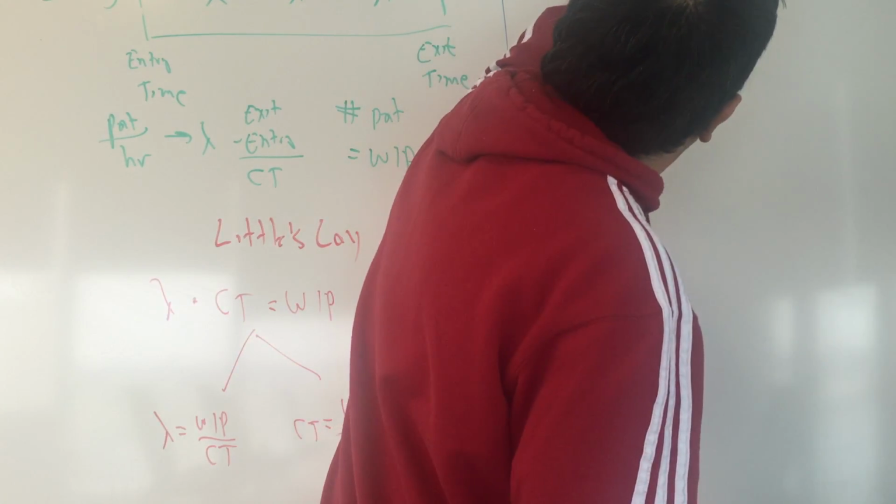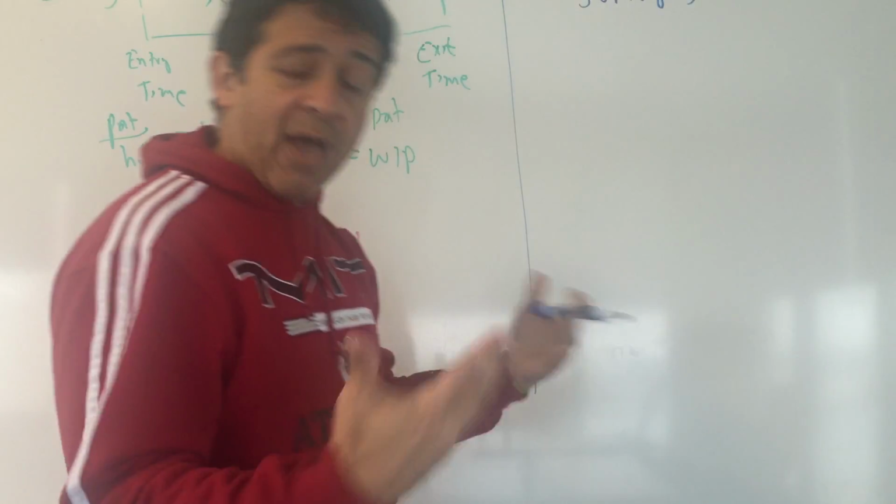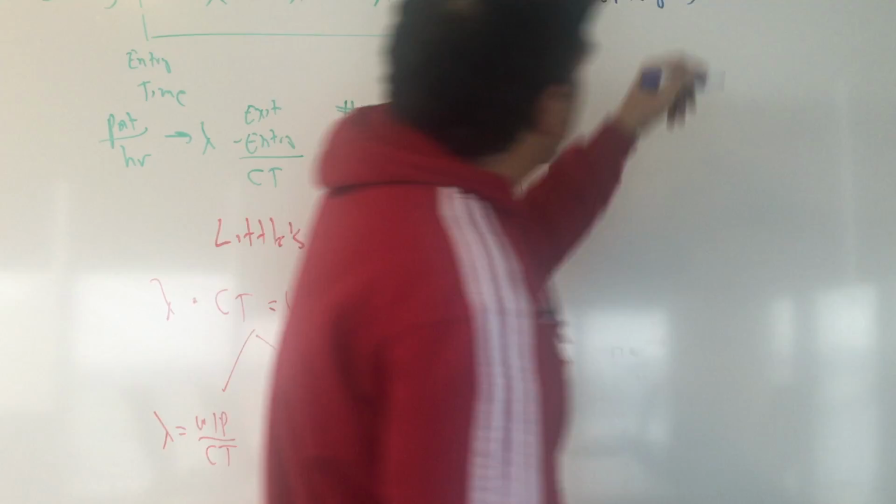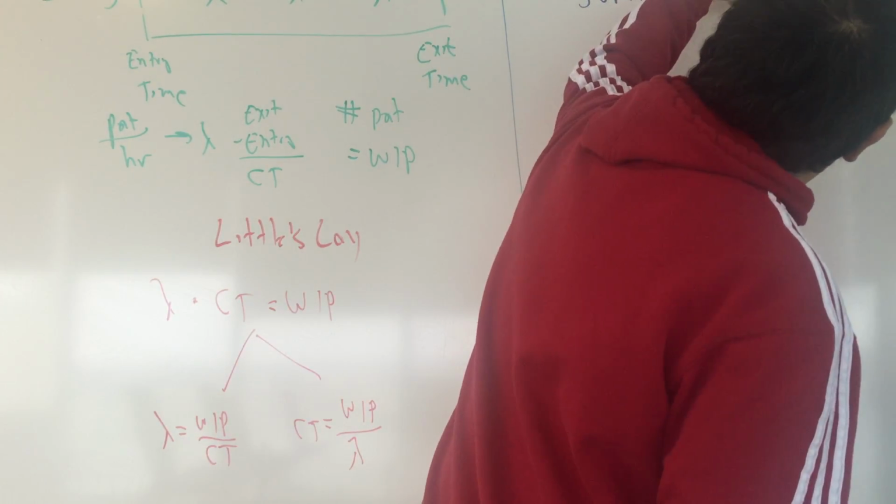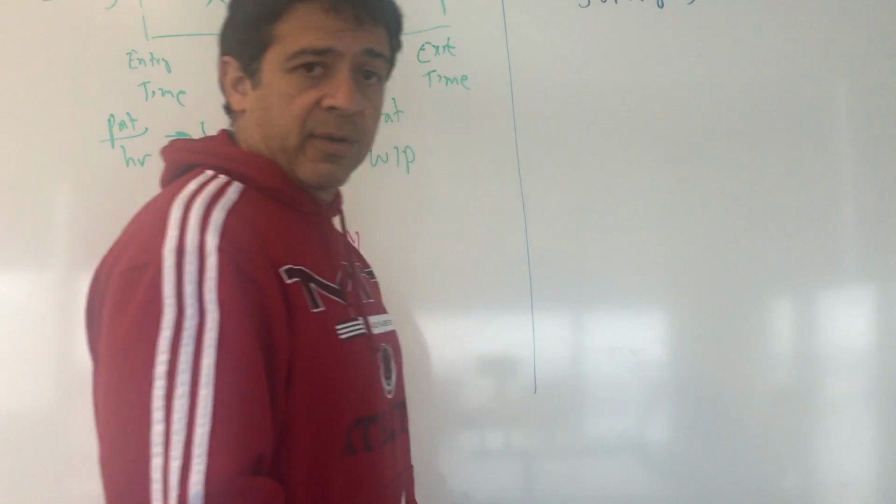Now, let's say in this example again, that in order to figure out cycle time, I'm going to use something like a survey. So I ask the patients how long it took them to get through the system. And let's say my patients come back and say, on average, my cycle time was 1 hour.